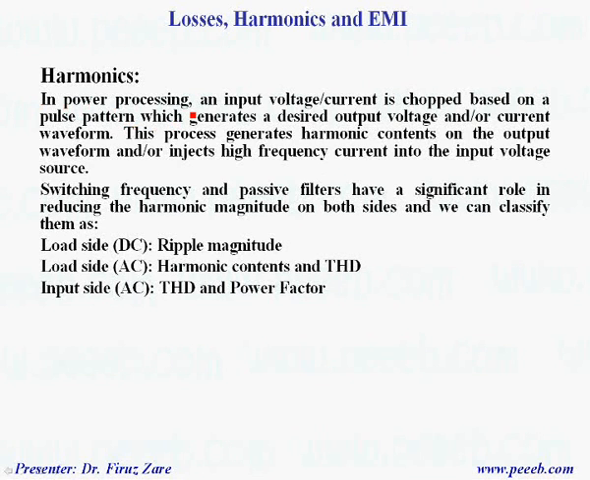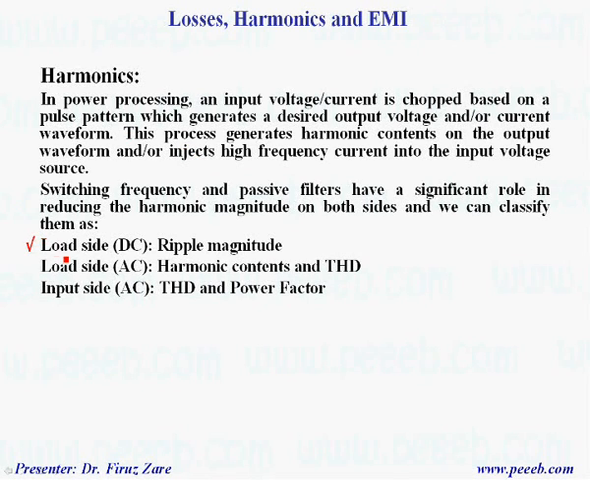In power processing, an input voltage or current is chopped based on a pulse pattern which generates a desired output voltage and/or current waveform. This process generates harmonic contents on the output waveform and/or injects high frequency current into the input voltage source. Switching frequency and passive filters have a significant role in reducing the harmonic magnitude on both sides, and we can classify them as load side.